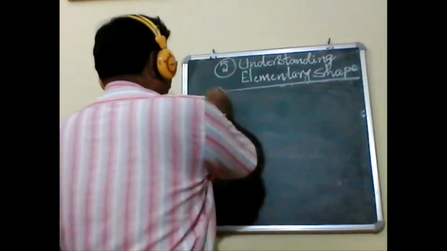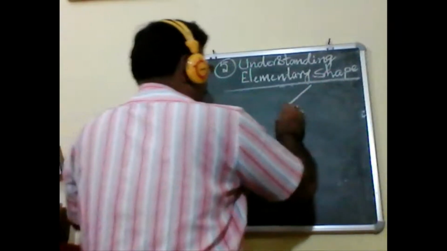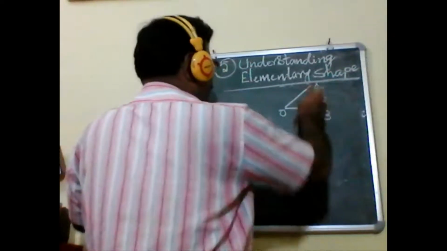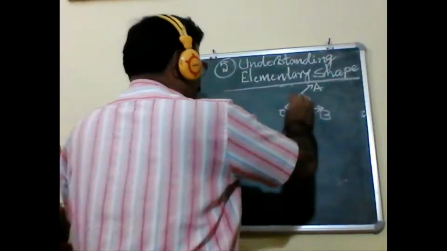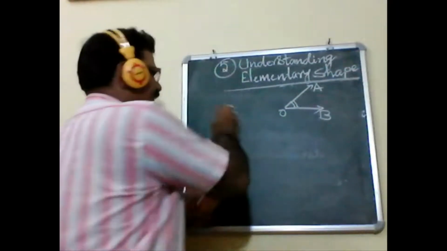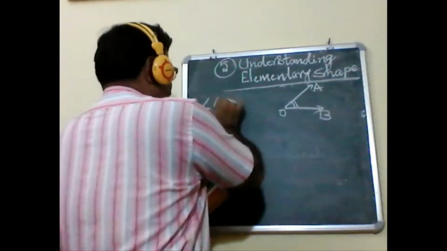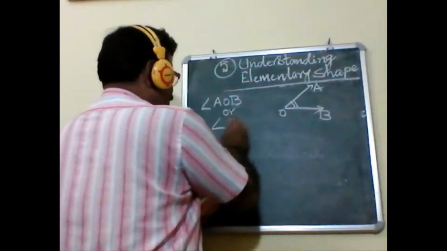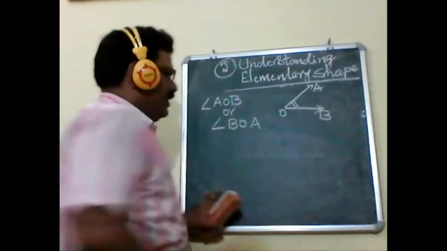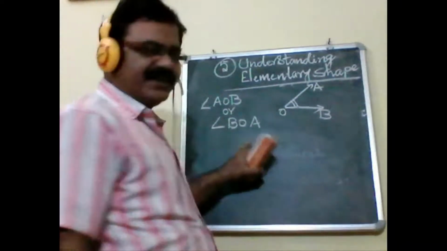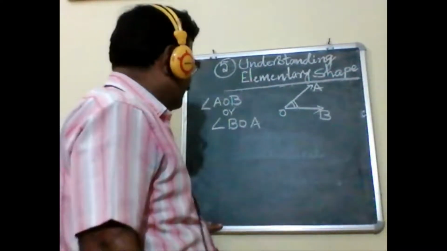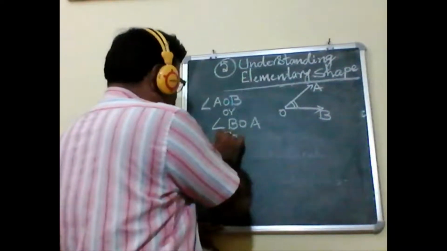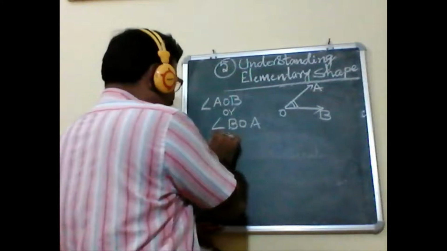Angle: two line segments, AO and OB, meet at a point O, so this is called an angle. It can be denoted by either AOB or BOA. Both ways are correct, you can adopt any way. Next are the types of classification of the angles.